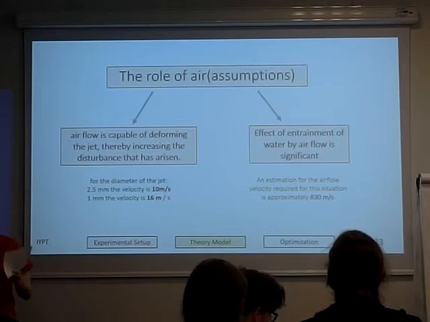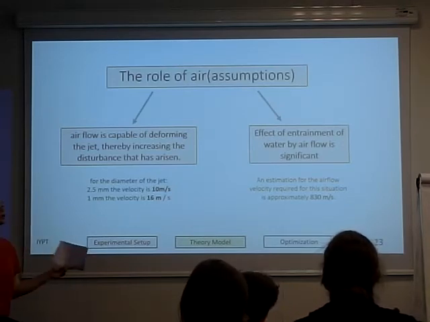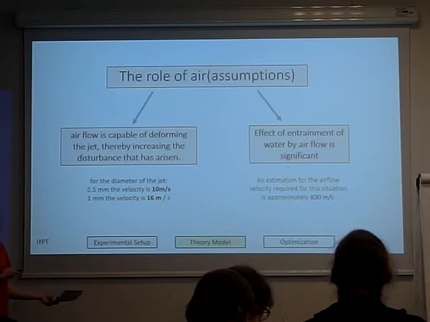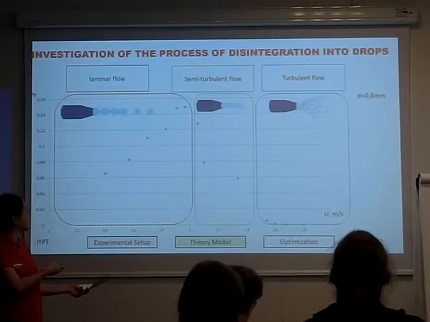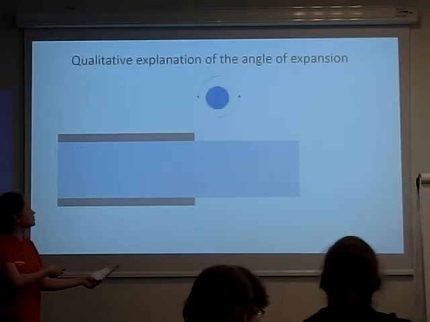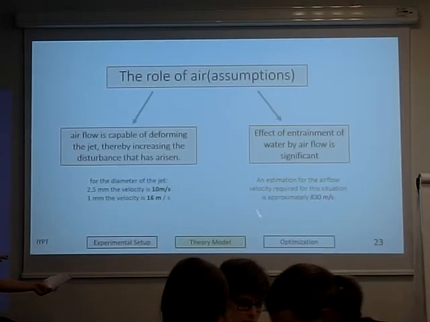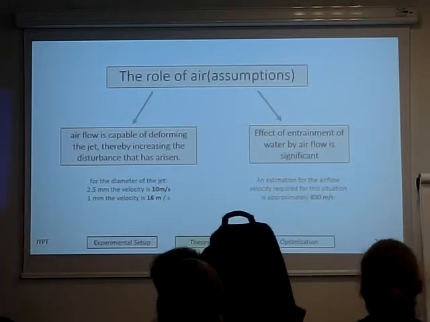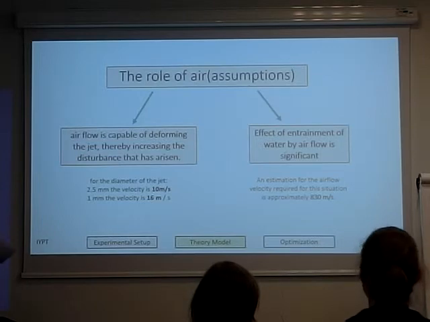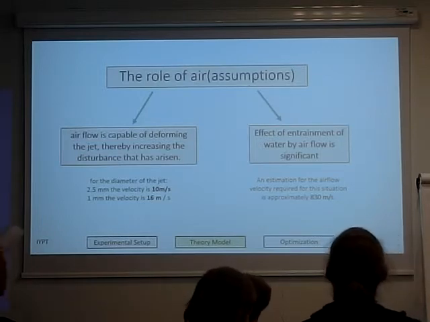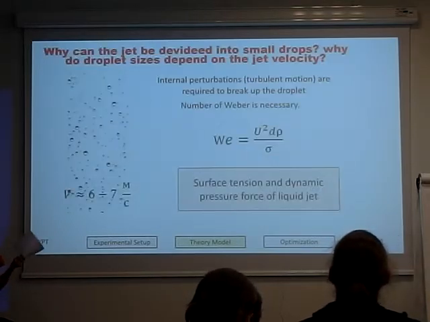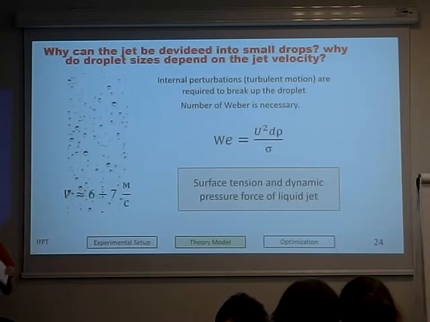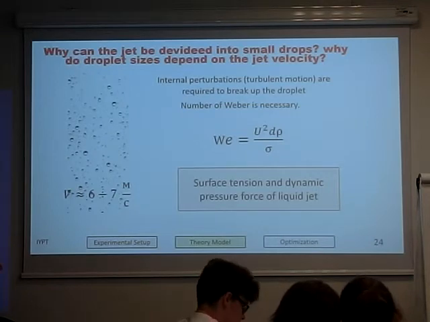The second effect is that the entrainment of the water flow by the airflow is significant. We have an estimation, and we have this speed. Sorry for that. We have this speed. It is too big, and we understand that it's not the effect at all. So the role of air in our situation is not a factor in the observed effect. So why? Let's consider the situation that raindrops fall down and they don't divide into small droplets. So why?